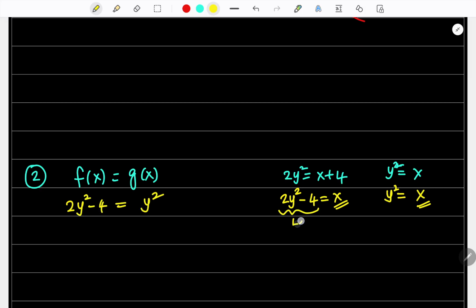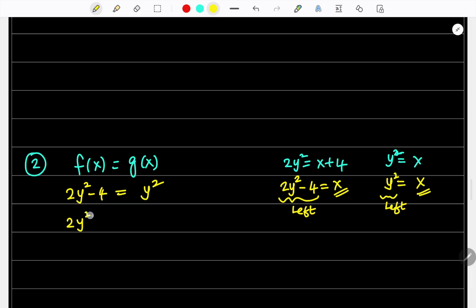You take only the left. Why? The right both are equal. Can you see that? So 2y square minus y square minus 4 equal to 0, right? So 2y square minus y square is what? y square minus 4 equal to 0.